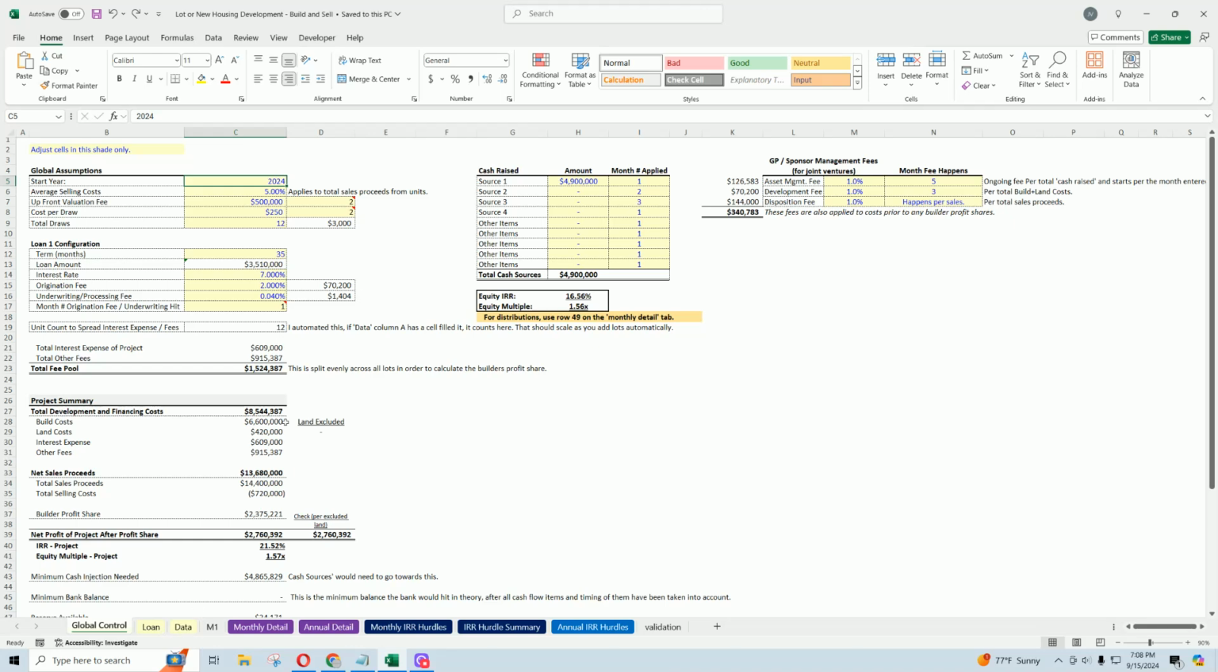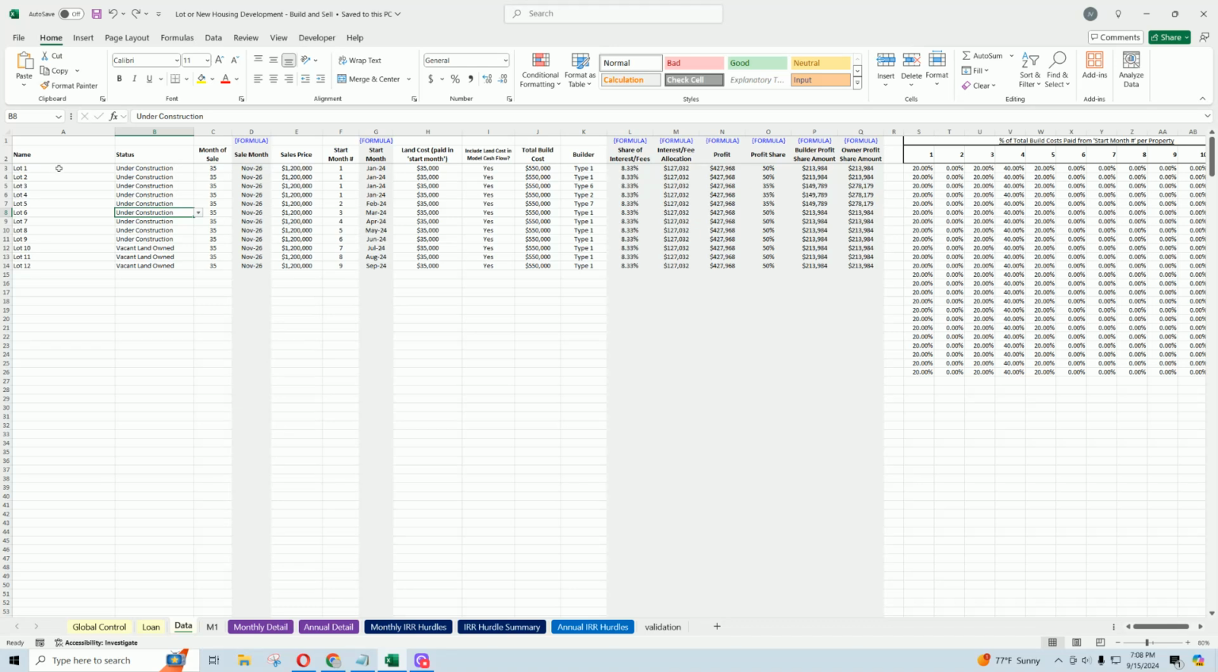Before I get too far, note that the data tab here is how you actually enter your lots. So if you're buying lots, I think I did logic for up to 600, but you could drag the formulas down even further if you want. You just enter data about the lots: the lot name, status, the month you expect to sell it. All these light gray columns are formulas. You don't need to mess with those.